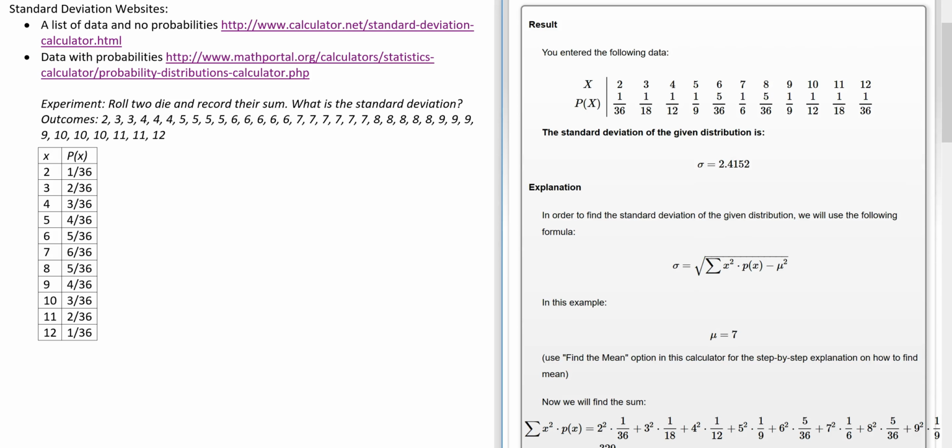Frequently, when I want to have the standard deviation calculated, I also want to have the mean calculated. In this particular website, it's not user-friendly for going back and recalculating the mean. So it's helpful to know that this particular website does show you what the mean is down in its explanation. So after you see the result that the standard deviation is 2.4, you can read down a little further and see that the mean is 7.